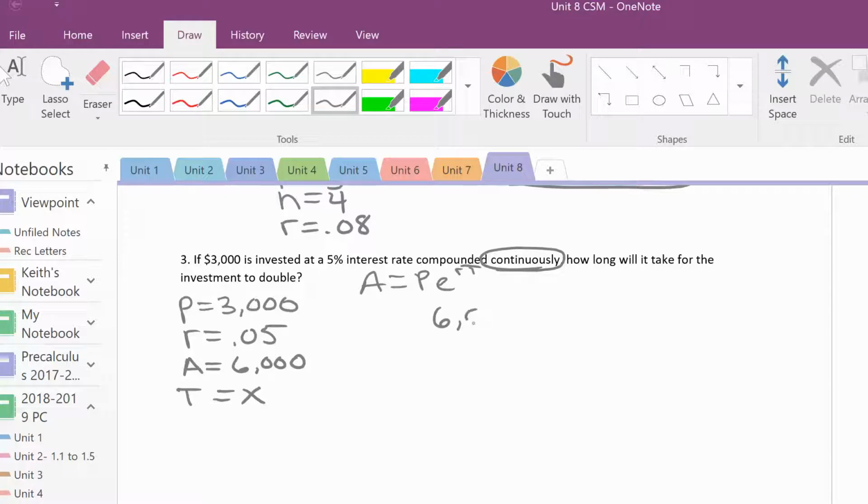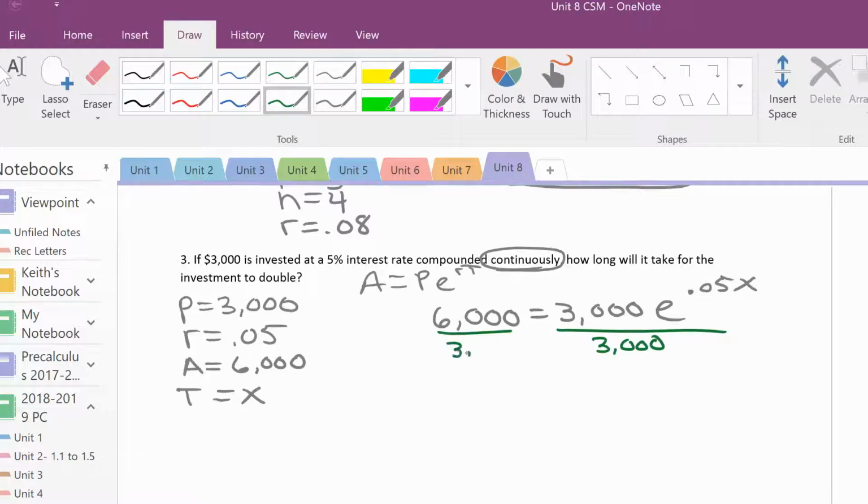So 6,000 is equal to 3,000 e to the 0.05x. So remember to solve for this, since it's an exponent, we're going to first divide. So it's 3,000. So that gives us 2 equals e to the 0.05x. And now since the x is in the exponent, we're going to take the ln of both sides.